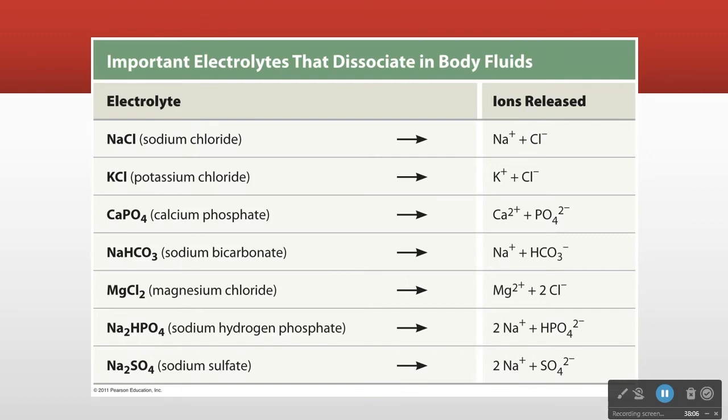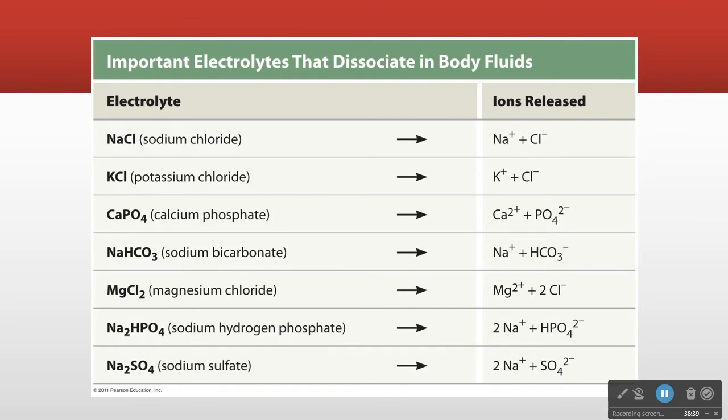Calcium phosphate is one of our sources of calcium. Calcium phosphate is the primary form in the bone, right? Sodium bicarbonate. Bicarbonate in particular plays a major role in our acid-base balance. Okay, we have a whole lecture pretty much on bicarbonate later on. And then magnesium, the other phosphate, the hydrogen phosphate, and sodium sulfate are less important.